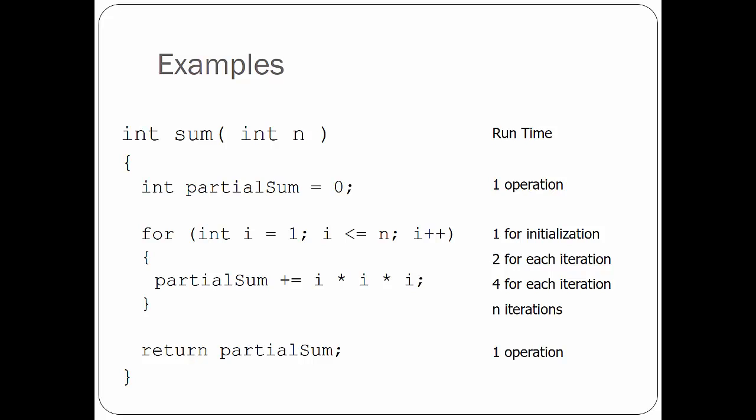We then return the value of partial sum for a cost of 1 more operation. So 1 operation before the loop, 6n plus 1 operations to run the loop, and then 1 operation after the loop. The total cost of this algorithm is 6n plus 3. We ignore the constants and find that this algorithm is big O of n, or a linear algorithm.